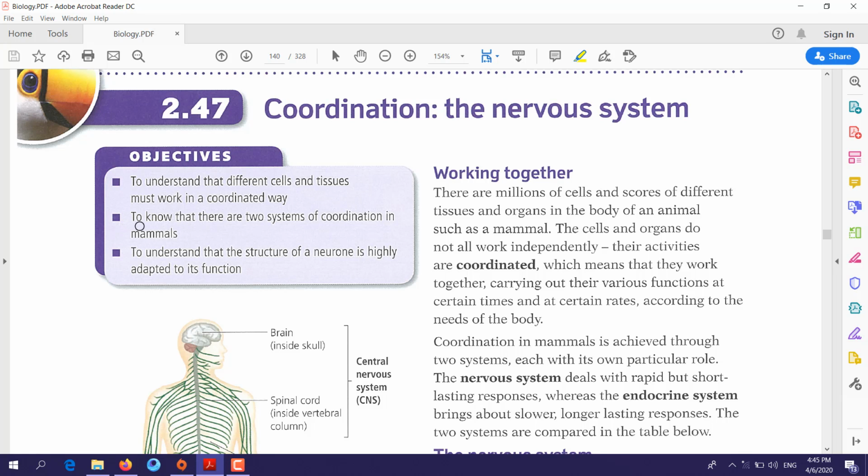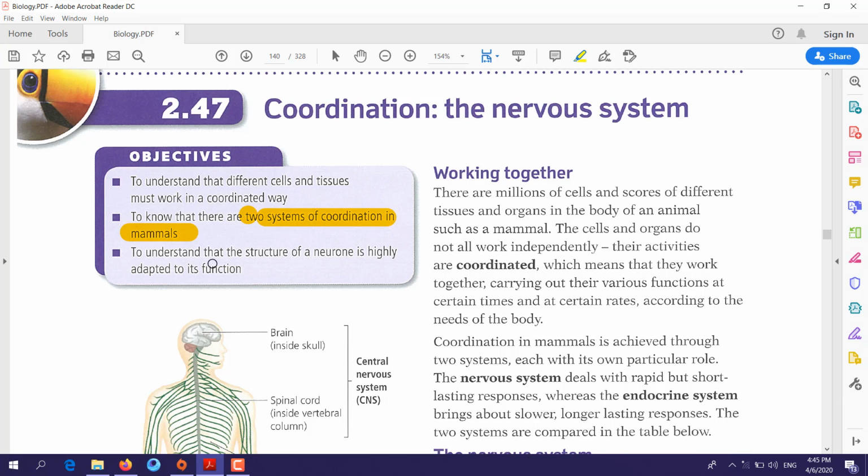Number two, to know that there are two systems of coordination in mammals. We will take a human as an example of mammals. We will see what are the two systems of coordination in our body.